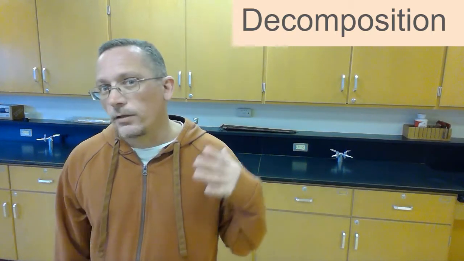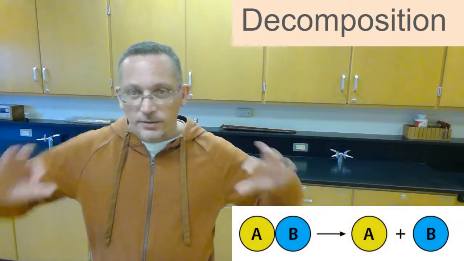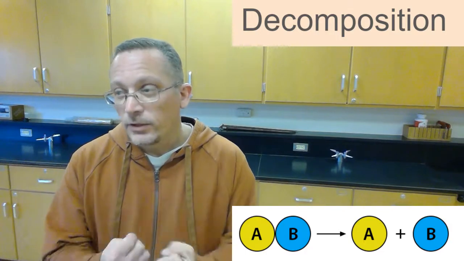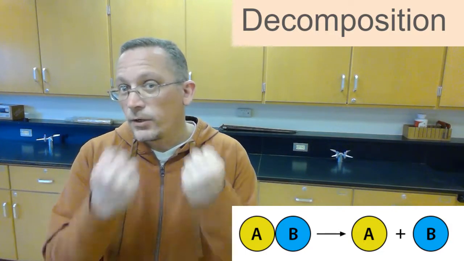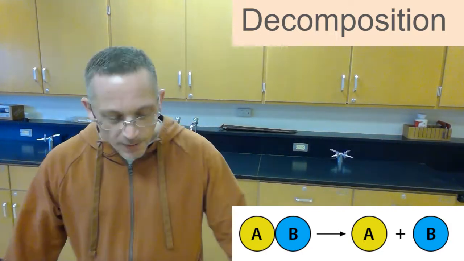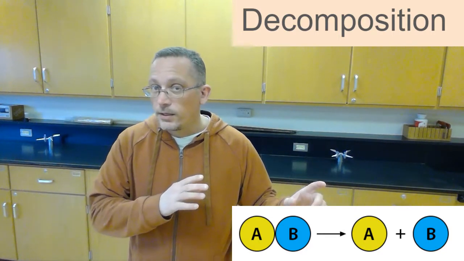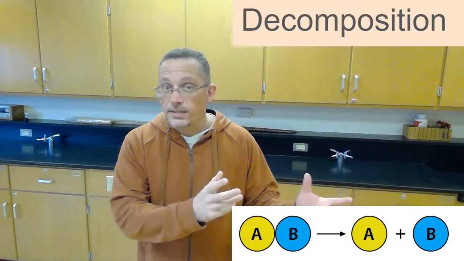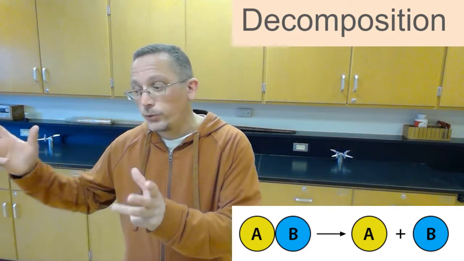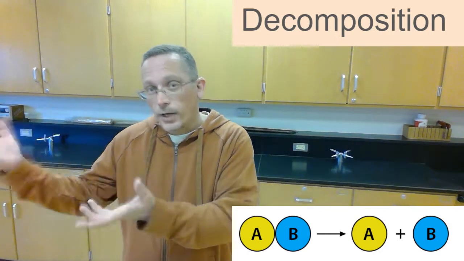The second kind is called the decomposition reaction. And the decomposition reaction is pretty much exactly the opposite of the synthesis reaction. Synthesis was 2 things coming together. Decomposition is 1 thing breaking apart, right? So in a decomposition reaction, you'll see 1 thing on the reactant side, and it'll break apart into 2 or more things on the product side.